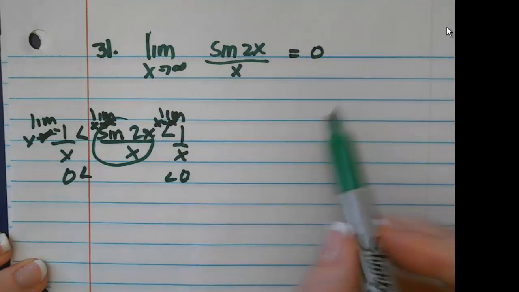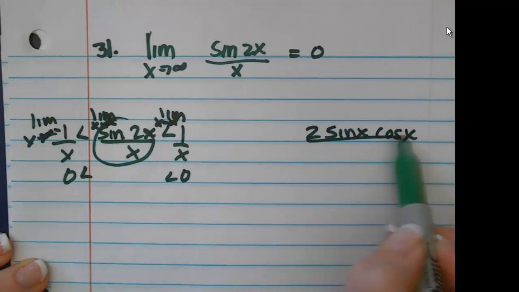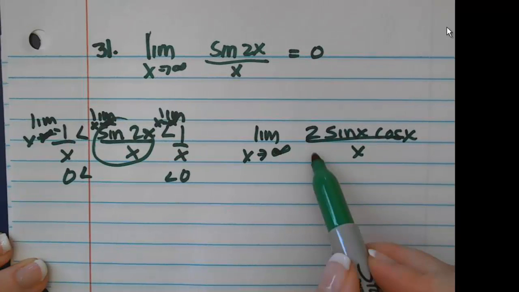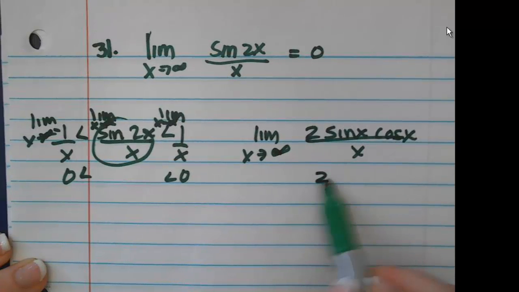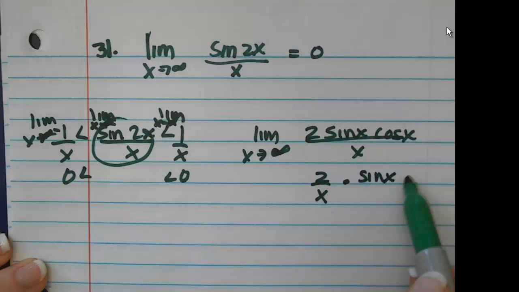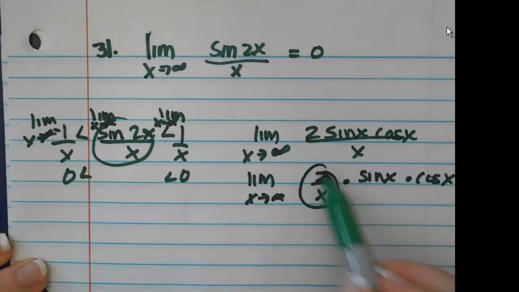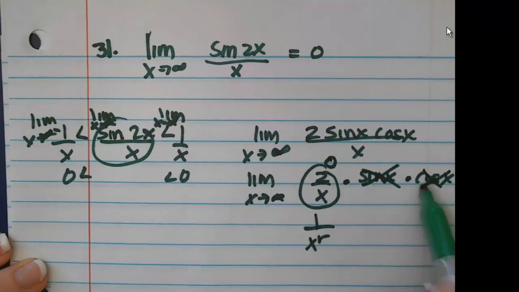Here's another approach. I know that the sine of 2x is a double angle formula, so I can think of it as 2 sine x cosine x. Now, if I want to break this up, these are not sums. This is a product. So I can think of this as 2 over x times the sine of x times the cosine of x. Because this is of the form 1 over x to the r, I know that this limit is 0, so it doesn't make a difference what the other limits are, because 0 times this limit is still 0. So that's another way of thinking about it.